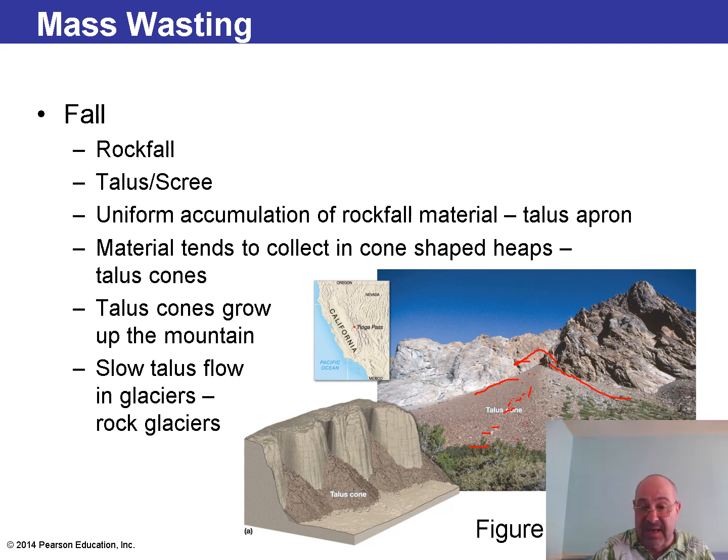Denudation, lowering of the landscape through erosion. All right, talus grade. Uniform accumulation of rockfall material is called a talus apron. So there we got our talus. Material tends to collect in cone-shaped heaps or talus cones. Now, I don't know if any of you have been mountain climbing, but you're going to see this up in the higher portions of the mountain, okay?